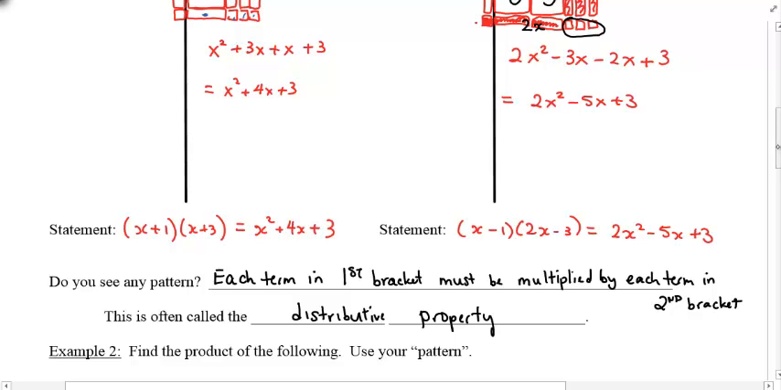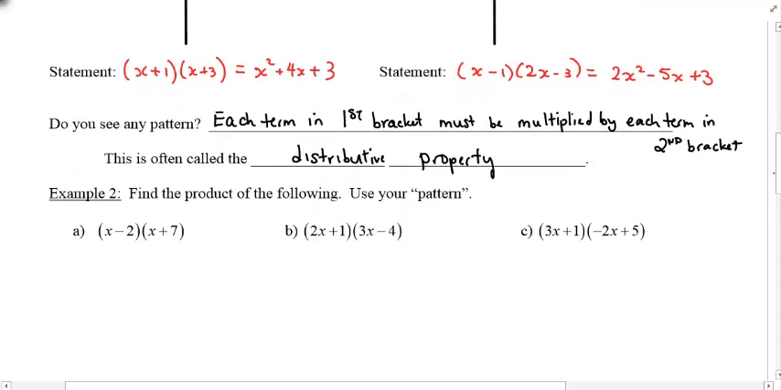So, using this pattern now, go ahead and multiply. So once again, distribute: x times x, that's x squared, x times 7, 7x. Negative 2 times x is negative 2x. Negative 2 times 7 is negative 14. Then finally combine like terms. The 7x minus 2x gives you 5x. So there you go.